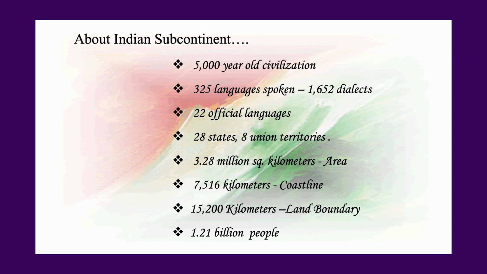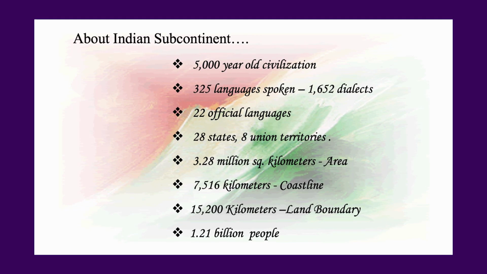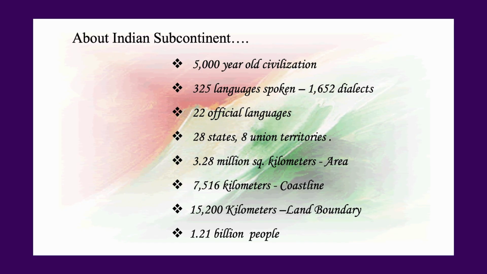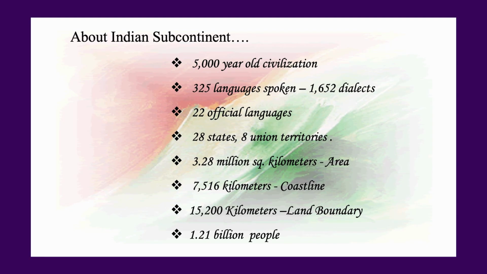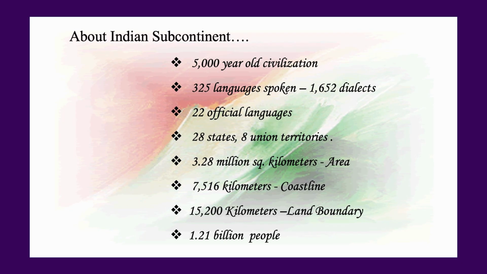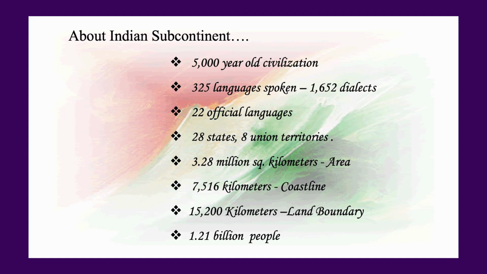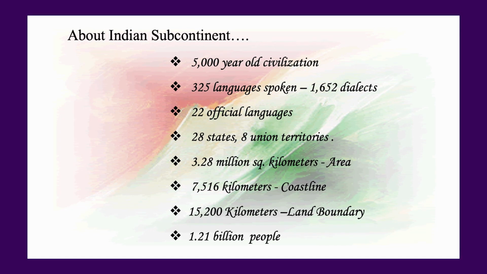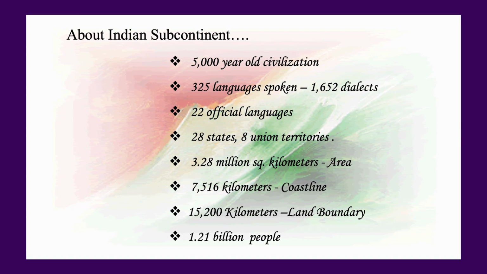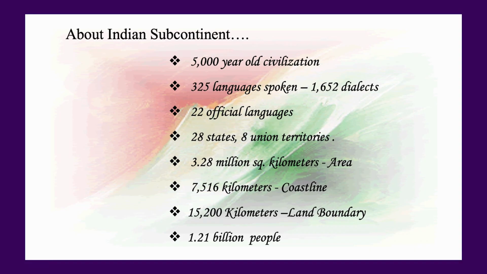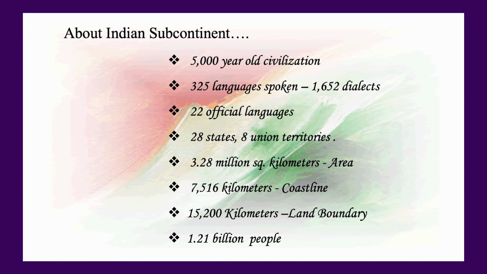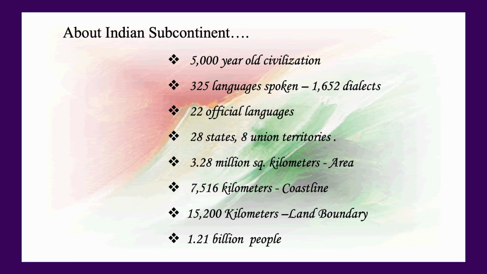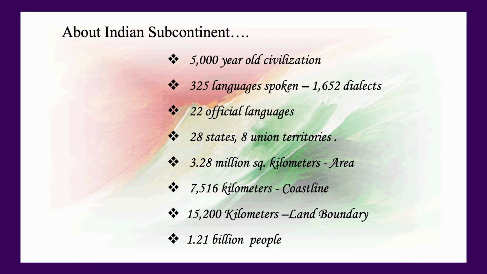There are 22 official languages in India and they are covered under the 8th Schedule of the Indian Constitution. India is the 7th largest country in the world with a total area of 3.287 million square kilometers. India measures 3,214 km from north to south and 2,933 km from east to west.